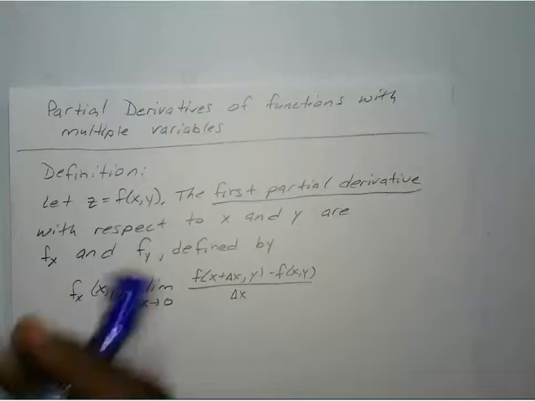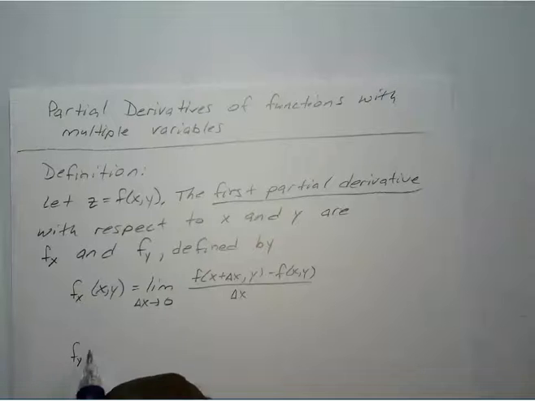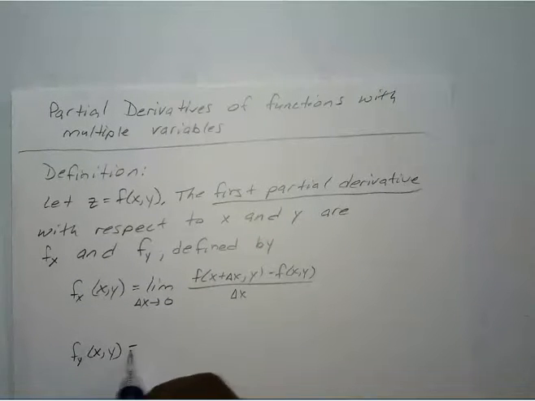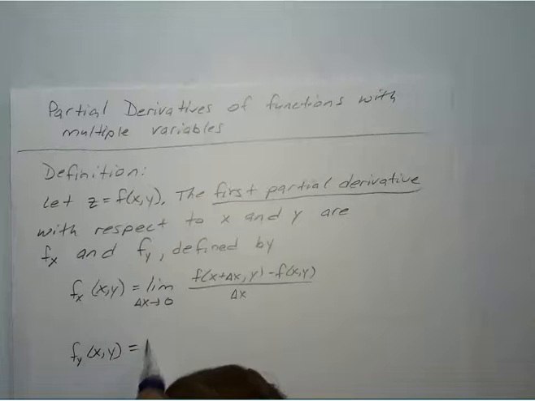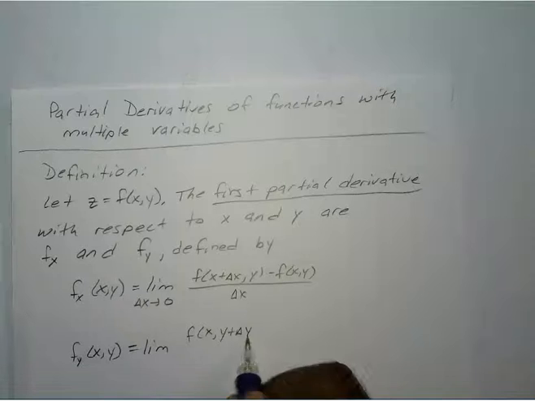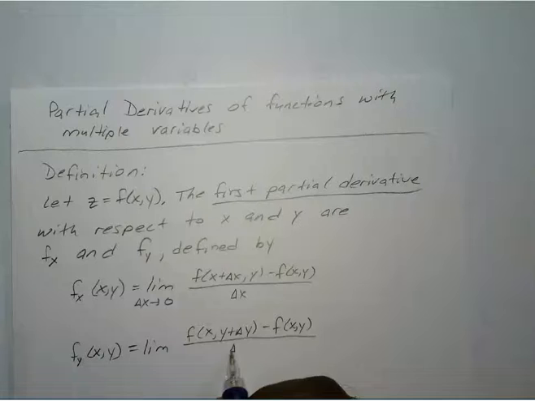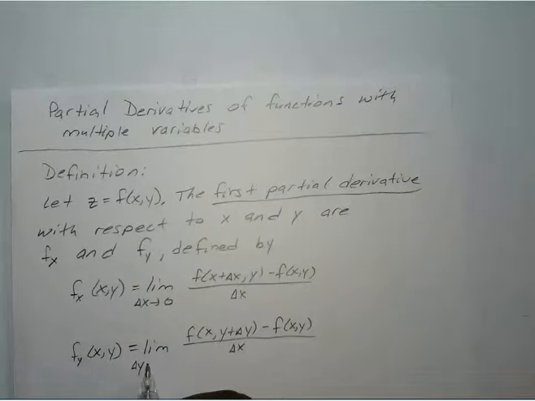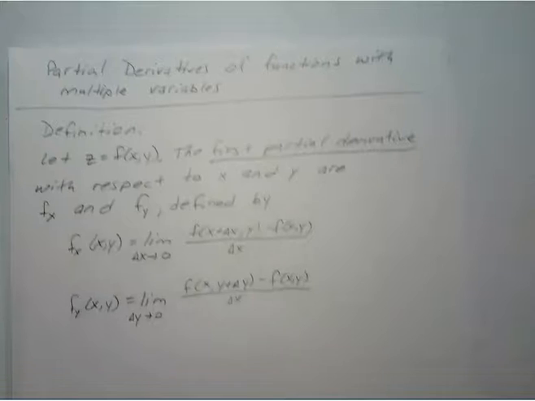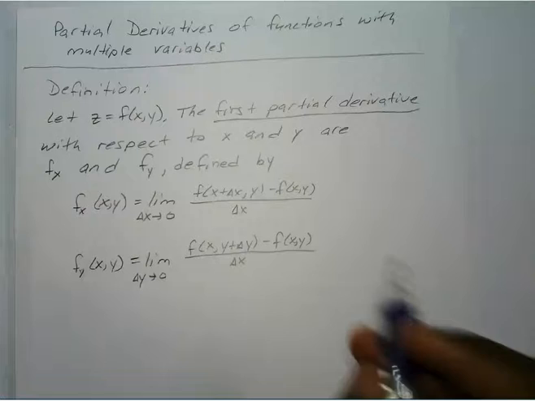And your partial with respect to y, that should be a smaller y, of f with x and y variables is equal to the limit of f of x, y plus delta y minus f of x, y, all over delta y, as your change in y approaches 0. Okay. And of course, this is all assuming that the limits exist.